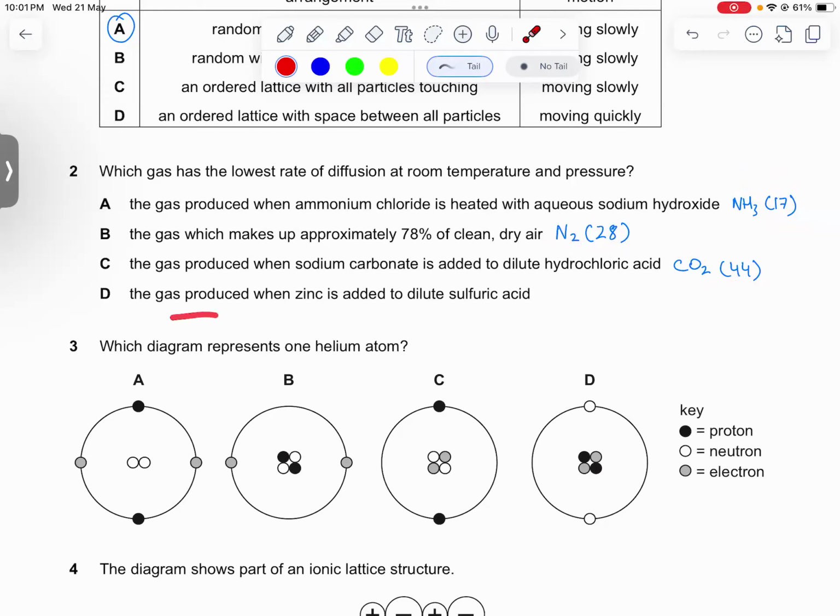Next, the gas produced when zinc is added to dilute sulfuric acid. When a metal is added to acid, it produces hydrogen gas, H2. Hydrogen has a mass of one, so there is a total mass of two. So which is the heaviest gas? C is the heaviest gas.